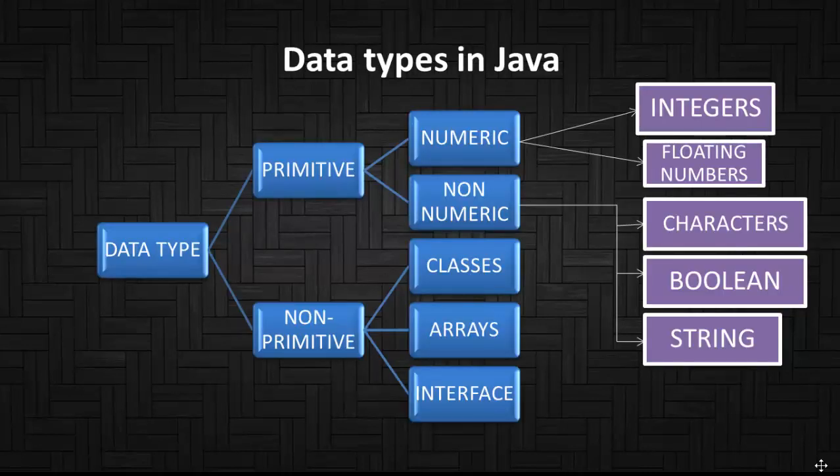Data types in Java. Data types are divided into primitive and non-primitive. Primitive are further classified into numeric and non-numeric. Numeric are integer and float. Non-numeric are string, character and Boolean. Non-primitive are further classified into classes, arrays, interface.